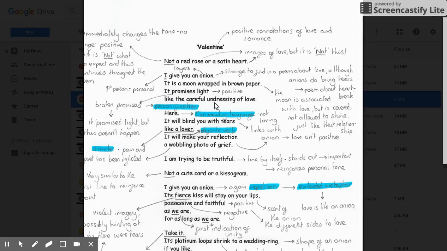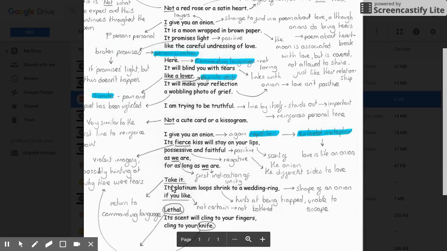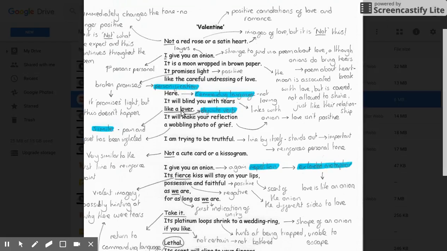Like the careful undressing of love. So again, the peeling away of the onion, the peeling away of clothes here, the peeling away of getting to know someone that is associated with love. So the connotation here is that it should be these certain things, but it's not. This word here, again, is a bit like I give. Later on, we've got take it. It's commanding language. This takes away the loving tone, I suppose, that we would expect, makes it quite fierce, quite harsh. I will blind you with tears like a lover. It will make your reflection a wobbling photo of grief. Again, here, love isn't positive. The metaphor again is that onions make us cry, love makes us cry.